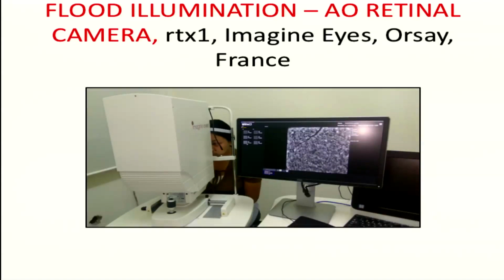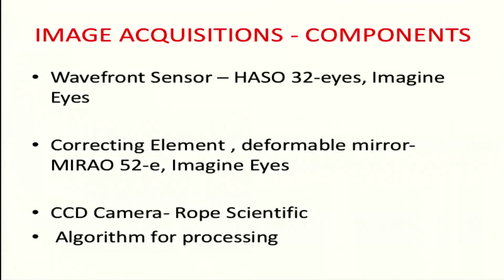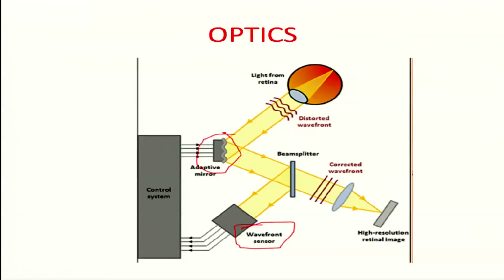This is the view of the retinal camera which we use in our RP center. There are 4 components. One is a wavefront sensor which measures the aberrations, and the next is the correcting element which constantly reshapes to correct the aberrations. With the CCD camera and the computer algorithms, it removes the aberrations to obtain high resolution retinal images. The optics is depicted here.